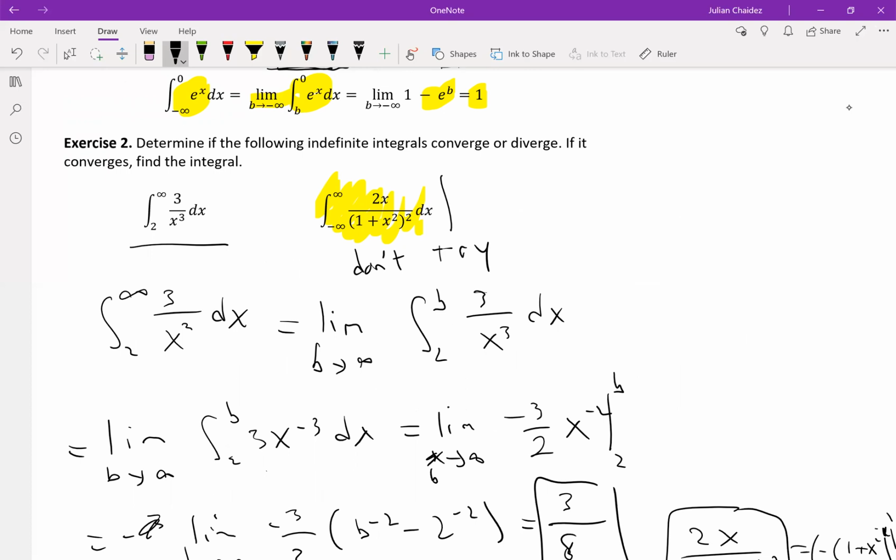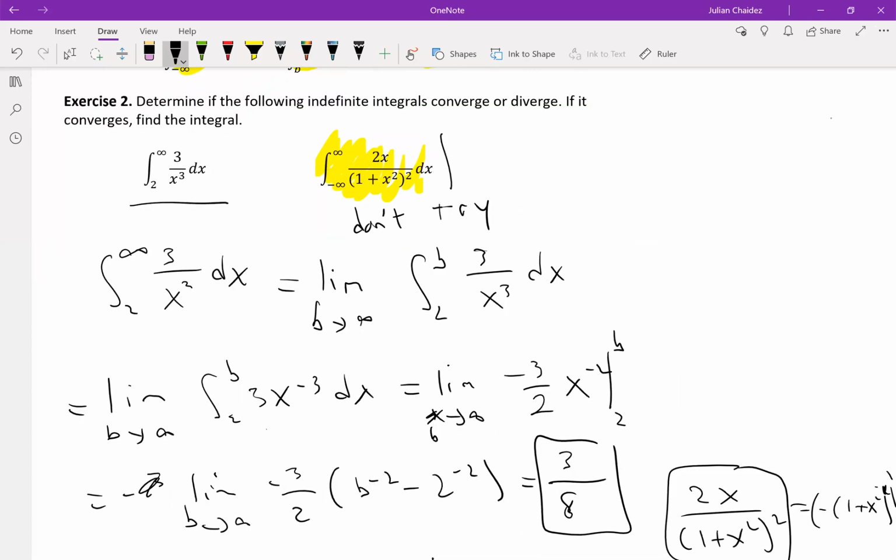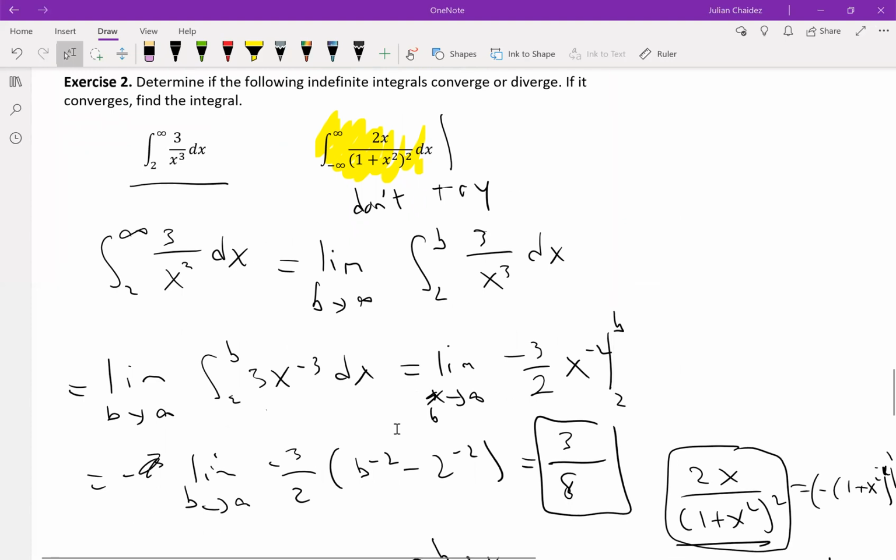Okay. Anyway, sorry that example was a little more complicated than I wanted it to be. Does anyone have any questions about indefinite integrals or about these two examples that I asked you guys to try?